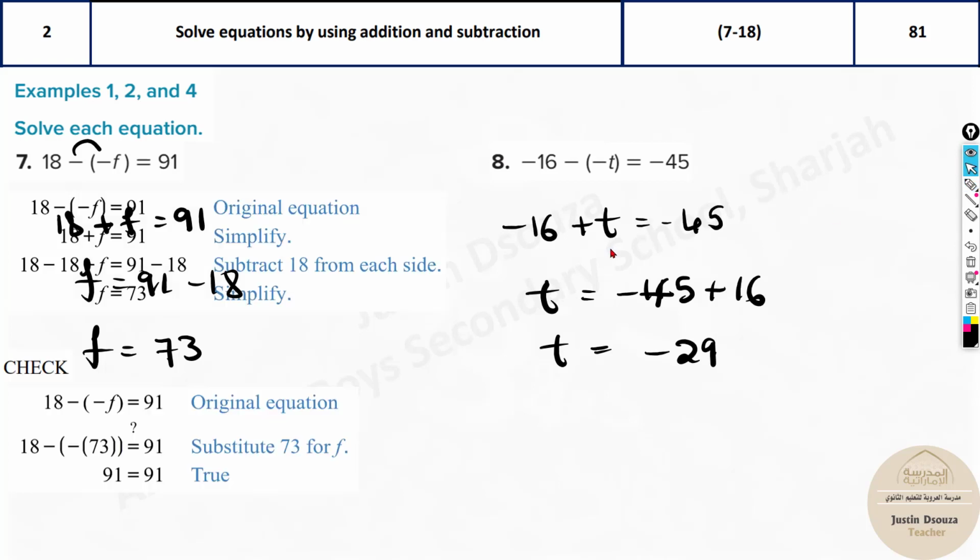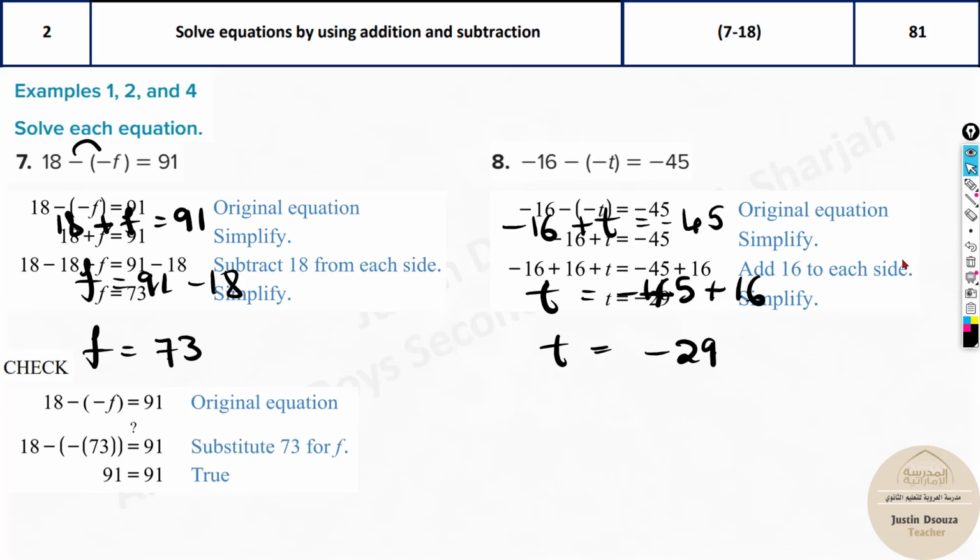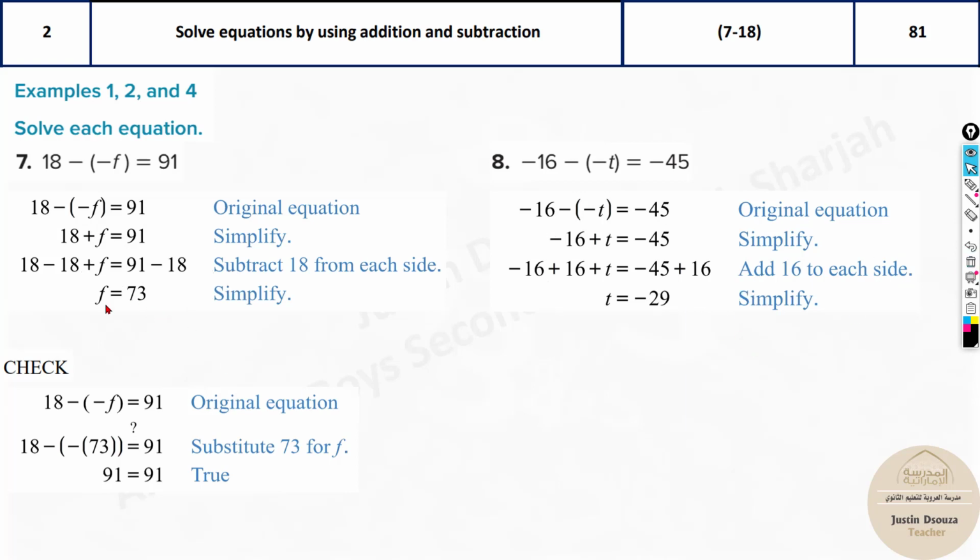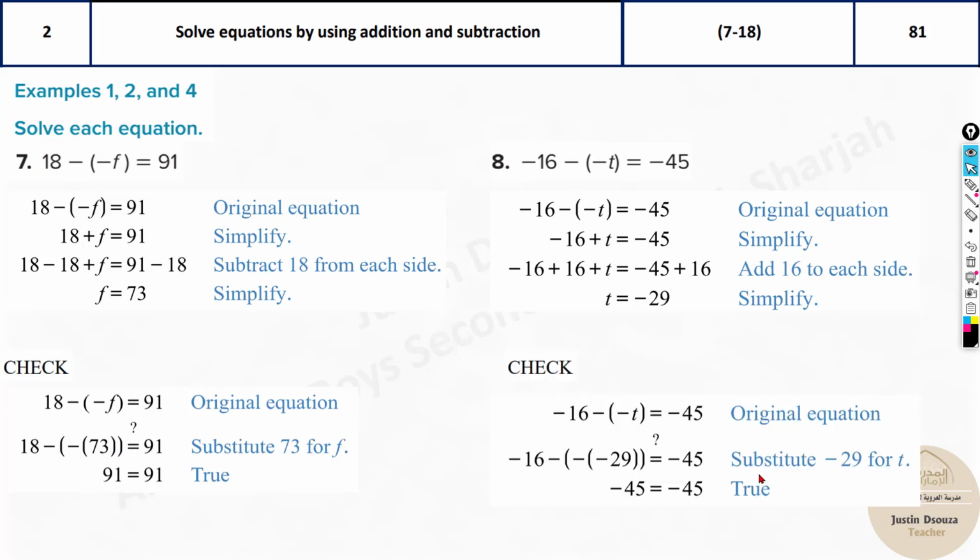You can see the answers, 73. There's a check, which is not required, but I'll tell you what it means. Once you find the answer, substitute over here. What will happen? It'll be minus minus plus 73. 73 plus 18 is 91. So it should be equal. Even over here, when you check, it will be equal. But that's not required to do. If you do it properly, you will definitely get the correct answer.